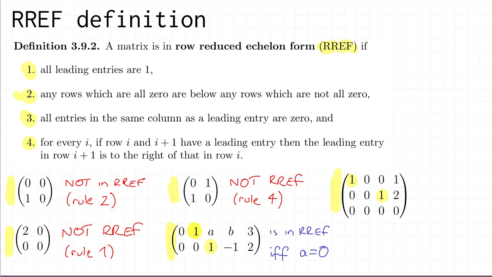Condition 3 asks about the entries in the same column as a leading entry, and you can see if we look at, let's do them one at a time, the row 1 leading entry, all of the other entries in that column are 0, and the row 2 leading entry, all of the other entries in that column are 0, and there is no leading entry in row 3, so rule 3 is fine. And finally, there is a leading entry in row 1 and a leading entry in row 2, and the leading entry in row 2 is to the right of the row 1 leading entry. So this is in row-reduced echelon form.